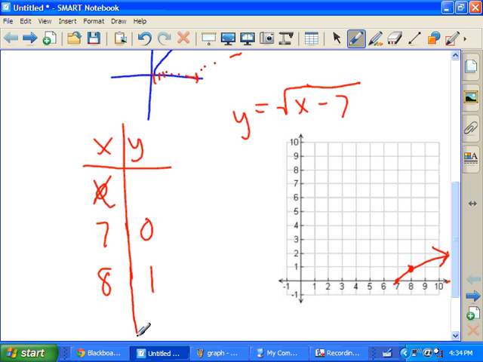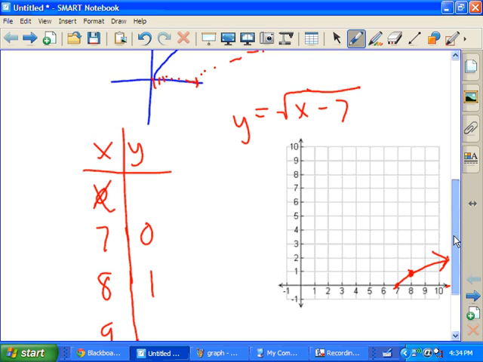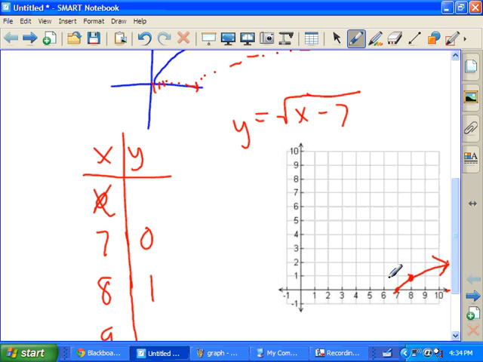Okay, let's keep going. I am going to keep adding a few points here. I'm actually going to go out 2 past 7. I'm going to go 9. So 9 minus 7 is 2. Square root of 2 is about 1.414. Yes, you can use a calculator to check that. So at 9, I get 1.4. Oh, look, we're right there.